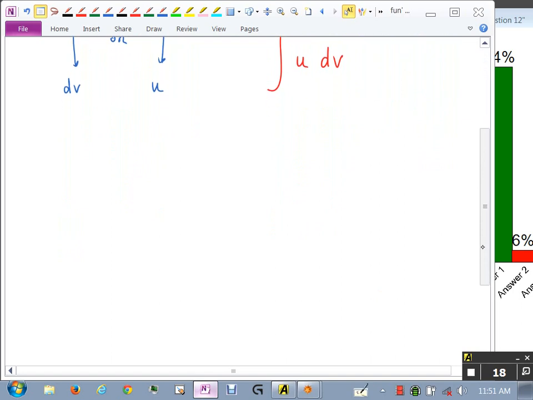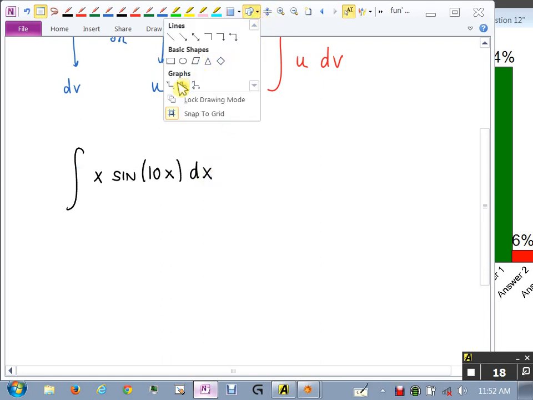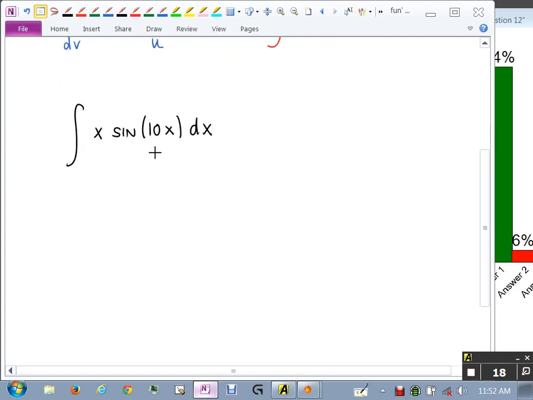So let's do this. I'm going to start the whole problem over. That was just to get you thinking about it. Here's my x. Here's my sine 10x dx. Now, I like to do it this way. I've seen different instructors do it different ways. I like to draw a table to do my integration by parts. And you can just do it over here on the side if you want.